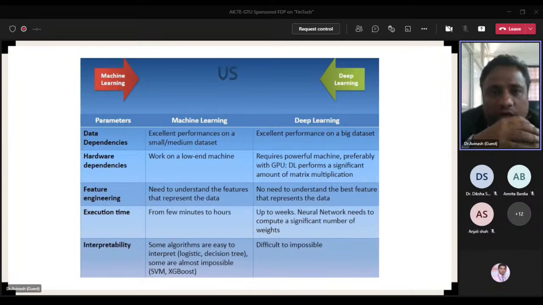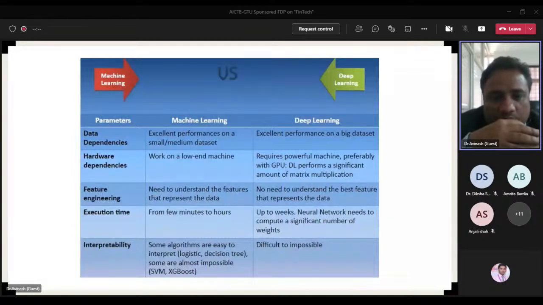Obviously, you understood that for machine learning we can do simulation on laptops, but in case of deep learning we need GPUs and other things, because the data size is too large. So for hardware dependencies, we can go with small laptops or high-end laptops, but in case of deep learning we should use GPUs. Then feature engineering: we need to understand the features that represent the data. And in case of missing values, we need to go for deep learning. So that is a differentiation. Execution time is a few minutes to hours in case of machine learning, but it can take up to weeks in case of deep learning.